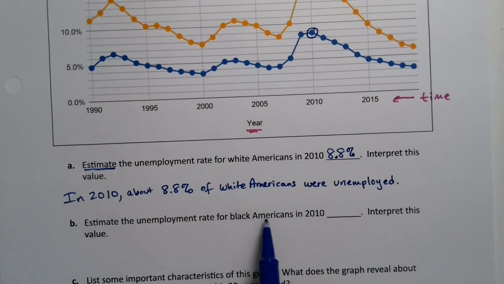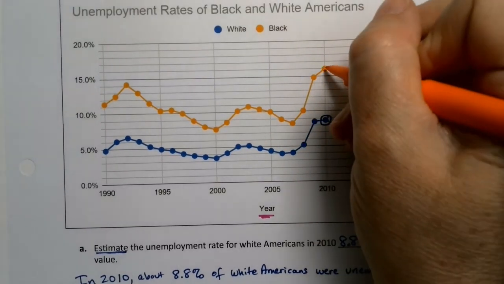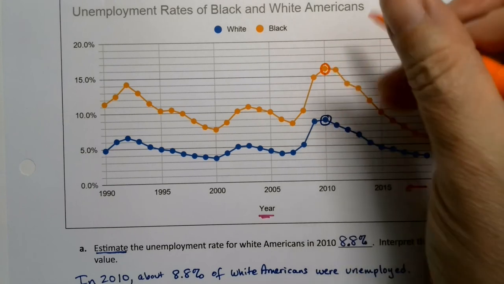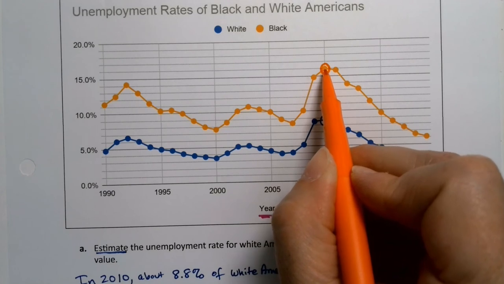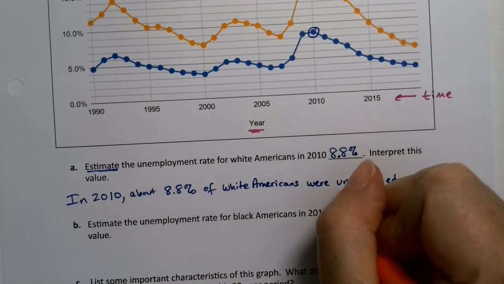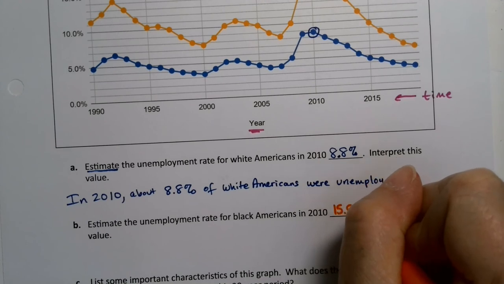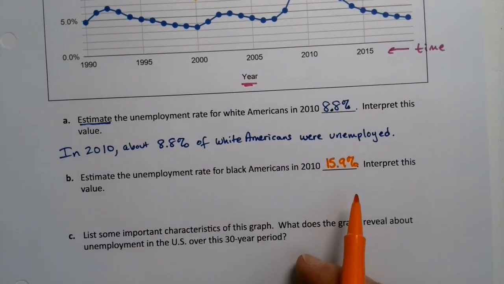All right, now what about Black Americans in 2010? Okay, so let me go back to the graph. And I just picked 2010 for the sake of it, right? So it's right here. So you can see that's 15, that's 16. It looks like it's right on the line, maybe just a touch below. So it looks like 15.9 or 16%, somewhere in there. So I'm going to estimate it at 15.9%, just because that's a more fun number. All right, I like it when there's decimals.